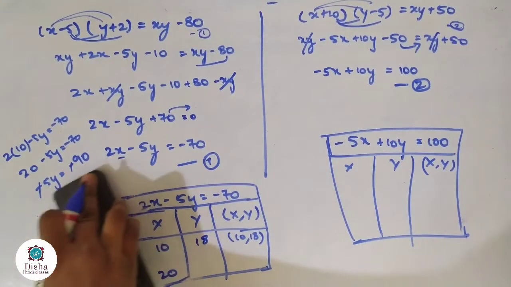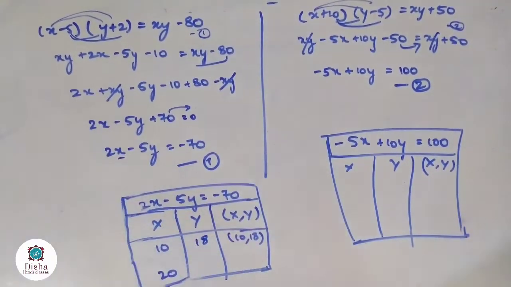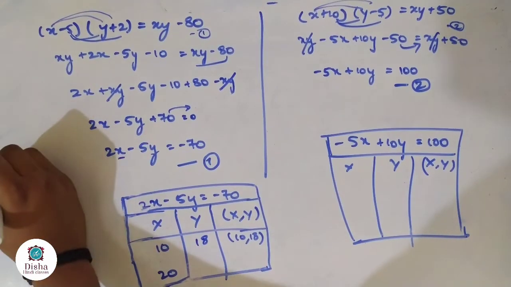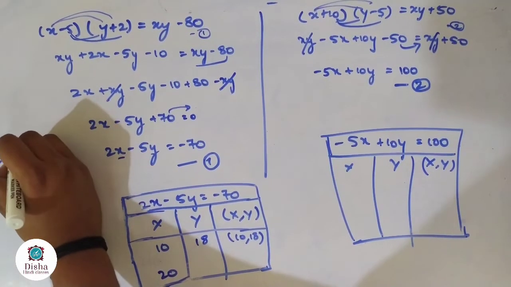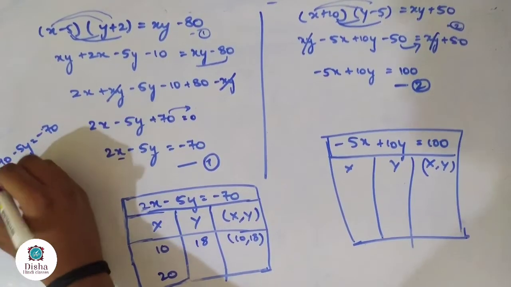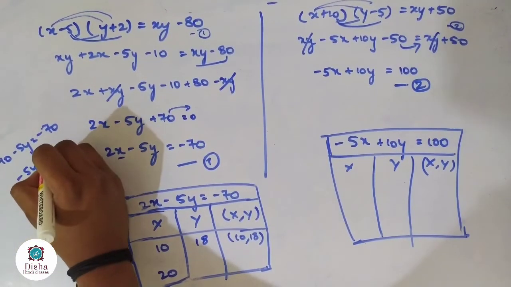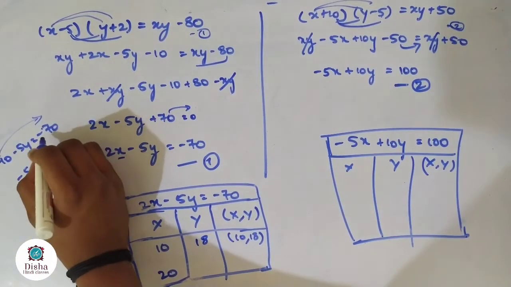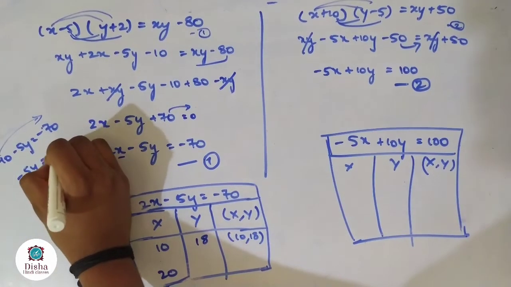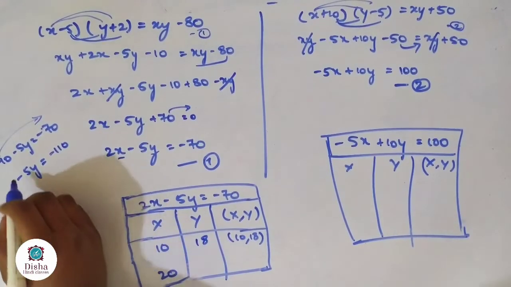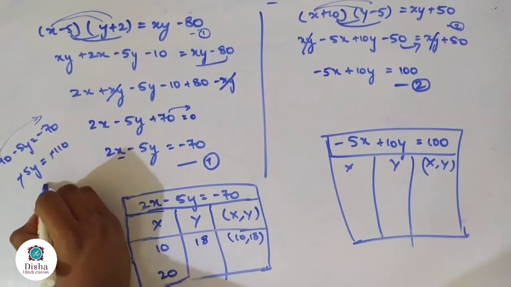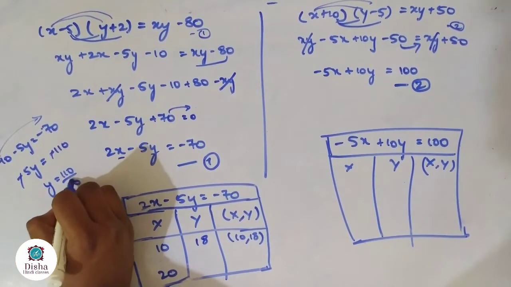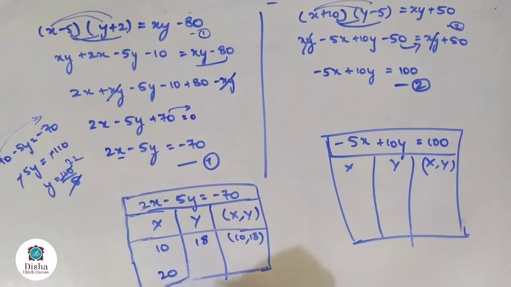Next we'll take x as 20. If I take x as 20, 20 into 2 will be 40, right? 40 minus 5y equals minus 70. Then minus 5y equals minus 70, and this 40, if it goes to RHS, it will become minus 40. So minus 70 minus 40 will become minus 110. Then we have to cancel the minus signs. Then y equals 110 by 5. That will be equals to 22. So 20 comma 22. So these are the 2 points which we got.